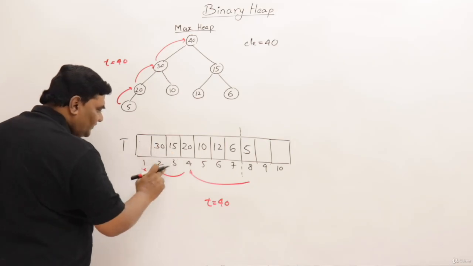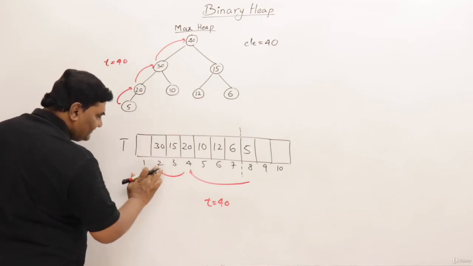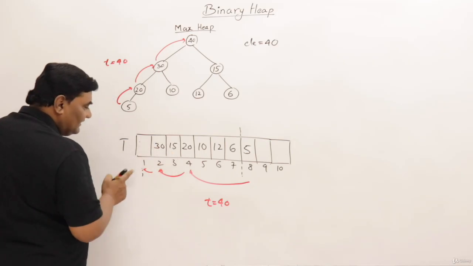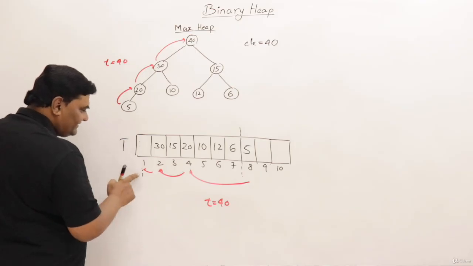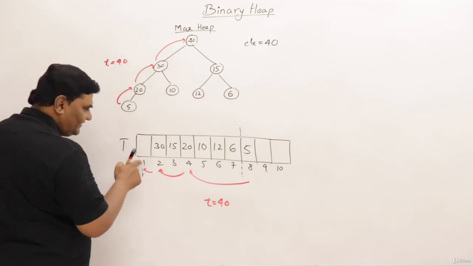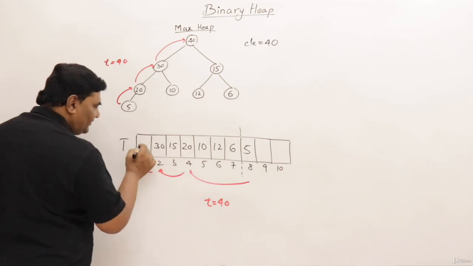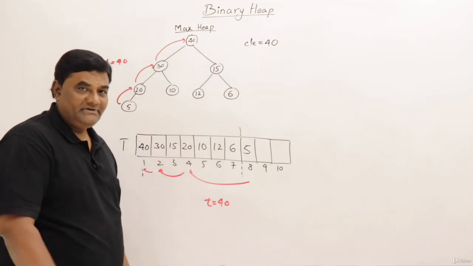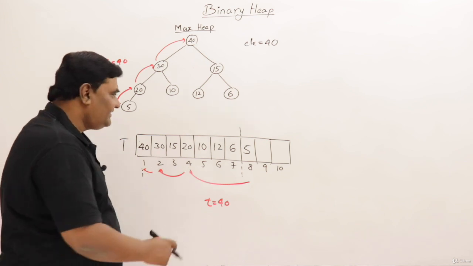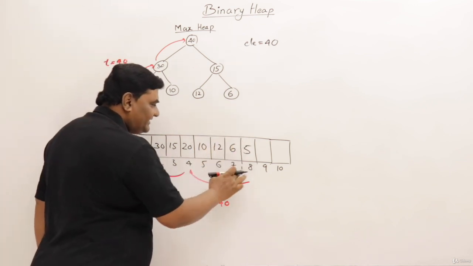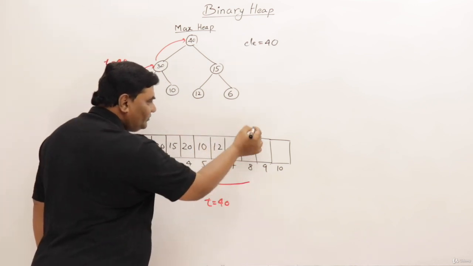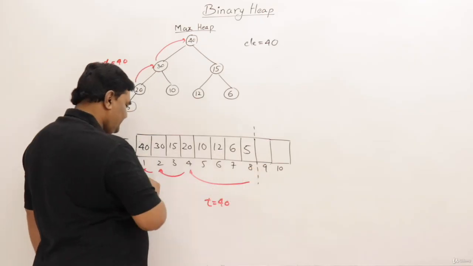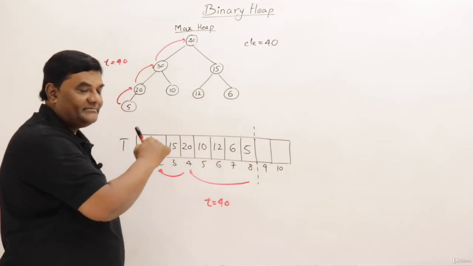So 30 will be moved to this location wherever i is pointing. Go to its parent. So 2 by 2 is 1. So i moves here. Now there is no parent for this one. This is root because i became 1. So 1 is the starting index. Copy that 40 here. This is how inserting is done. Now 40 is inserted and the heap size has increased from 7 to 8. So heap is from 1 to 8. There are total 8 elements in the heap.